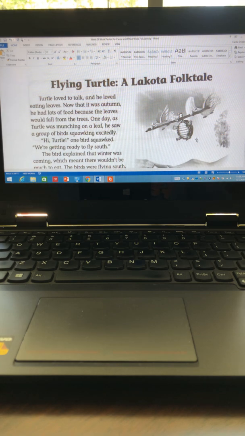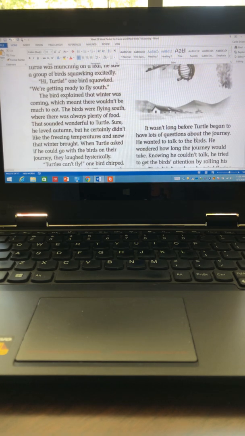Turtle loved to talk, and he loved eating leaves. Now that it was autumn, he had lots of food because the leaves would fall from the trees. One day, as Turtle was munching on a leaf, he saw a group of birds squawking excitedly. "Hi, Turtle," one bird squawked. "We're getting ready to fly south." The bird explained that winter was coming, which meant there wouldn't be much to eat. The birds were flying south, where there was always plenty of food.